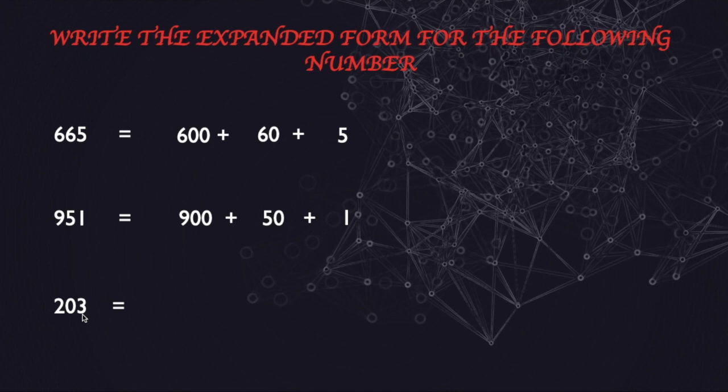Next we have 203. Here if you see, in ones place we have 3, in tens place we have 0 and in hundreds place we have 2. So the tens place doesn't have a value here. So while expanding you can write it as 200 plus 3 because in tens place there is no value.